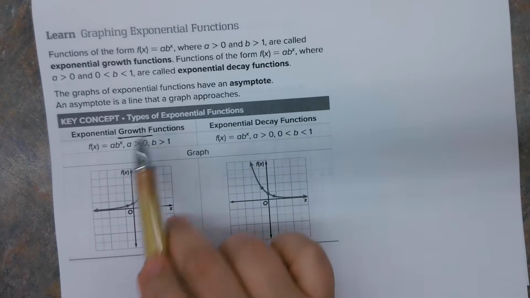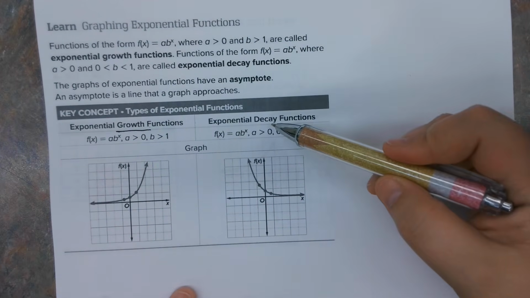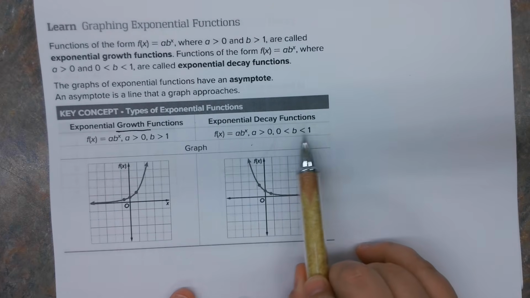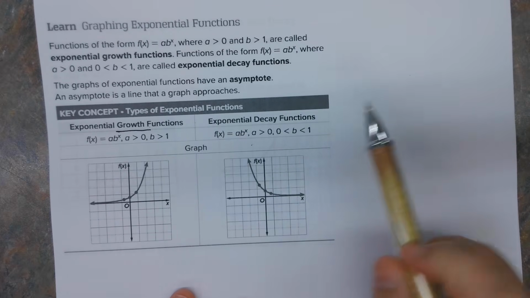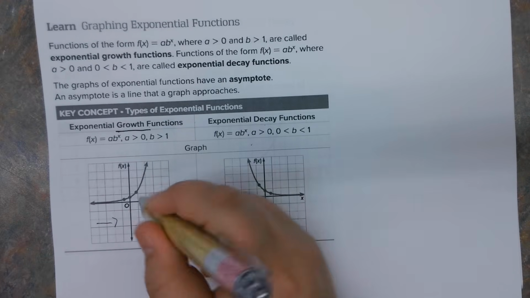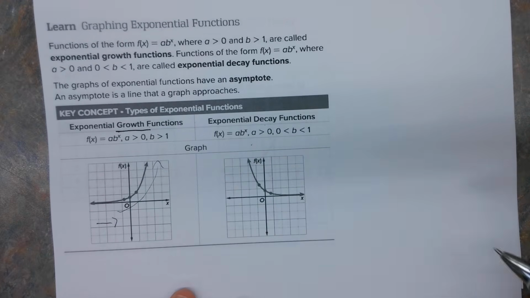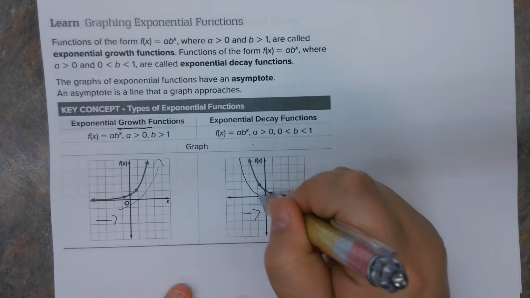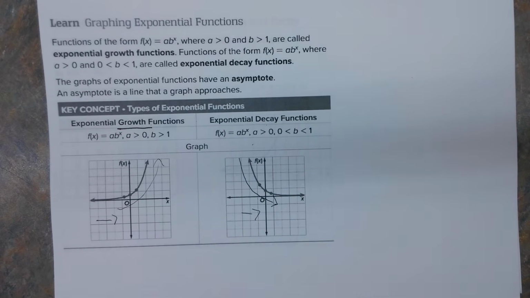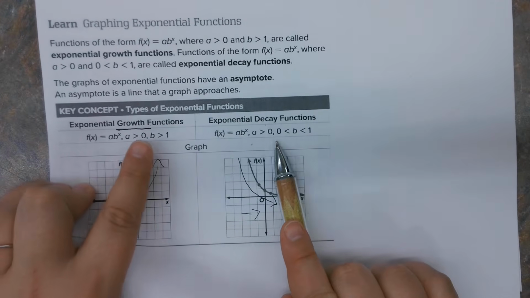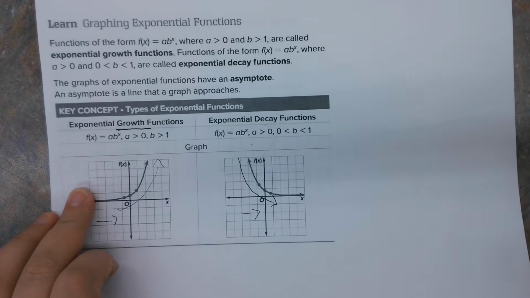I would write that down. Exponential decay. A is greater than 0, but B is between 0 and 1. That's going to be decay. So also notice growth, when we read from left to right, it's going up. Decay, if we read from left to right, it's going down. It's a real easy way if they give you the graph to be able to tell. But sometimes they don't give you the graph and you have to look at the numbers. So let's look at some numbers.